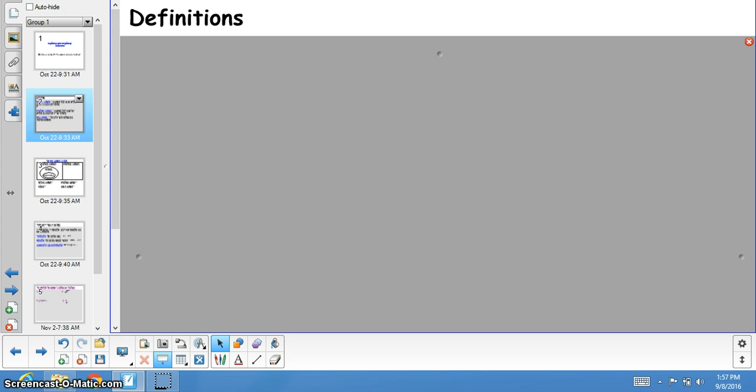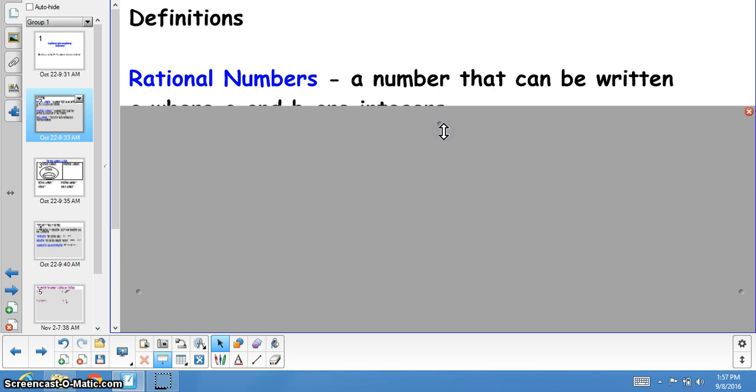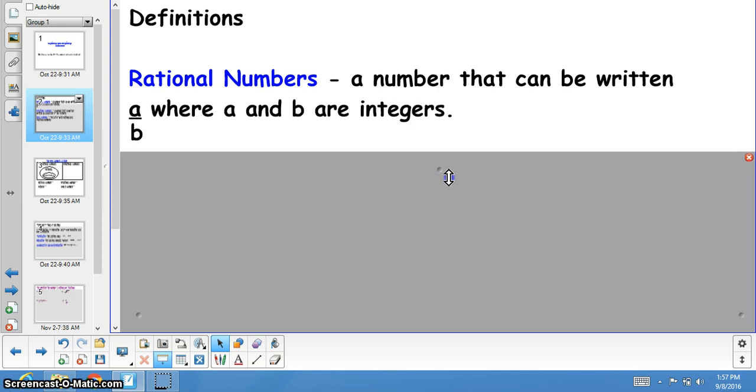If you do not have this already in your notebook, this is a great pausing place so you can get the notes in your notebook. The first vocabulary word I'd like to go over is rational numbers. A rational number is a number that can be written A over B, where A and B are integers.